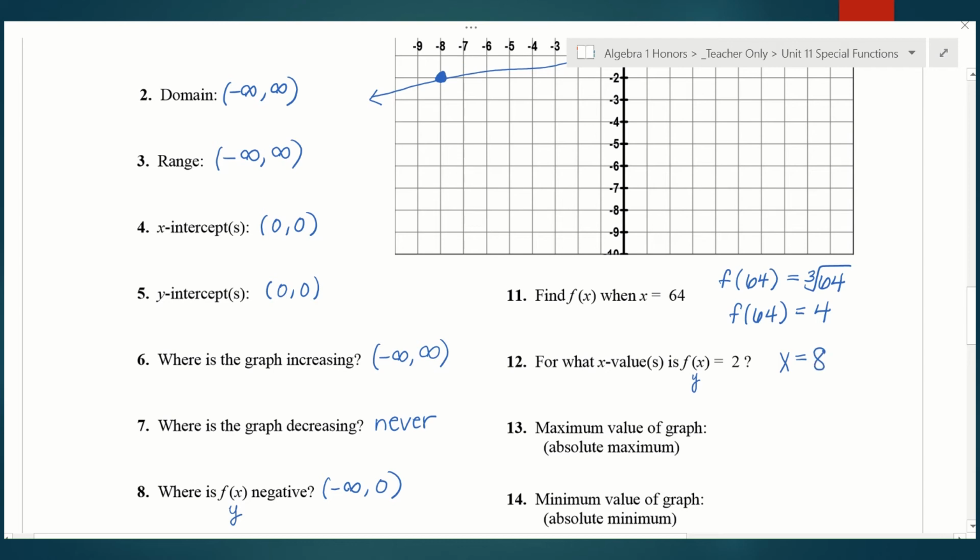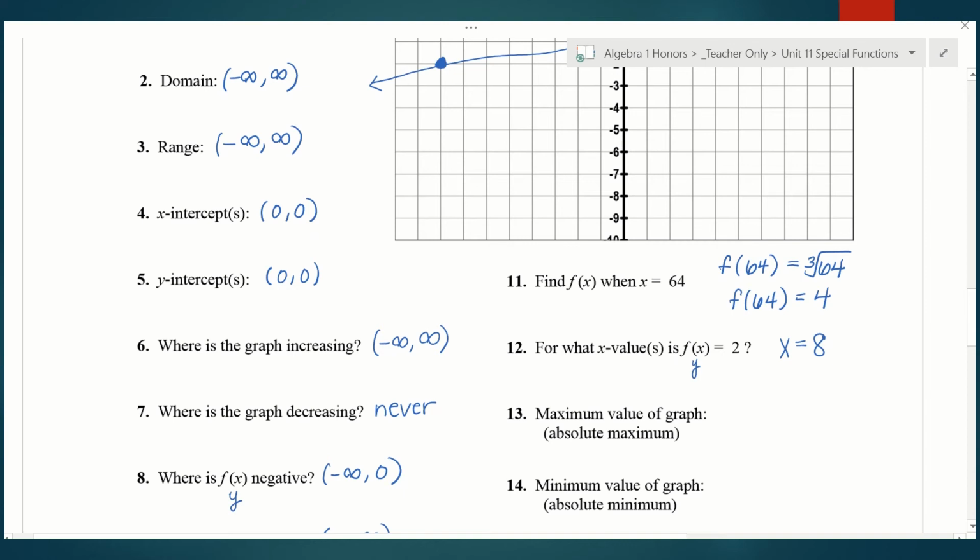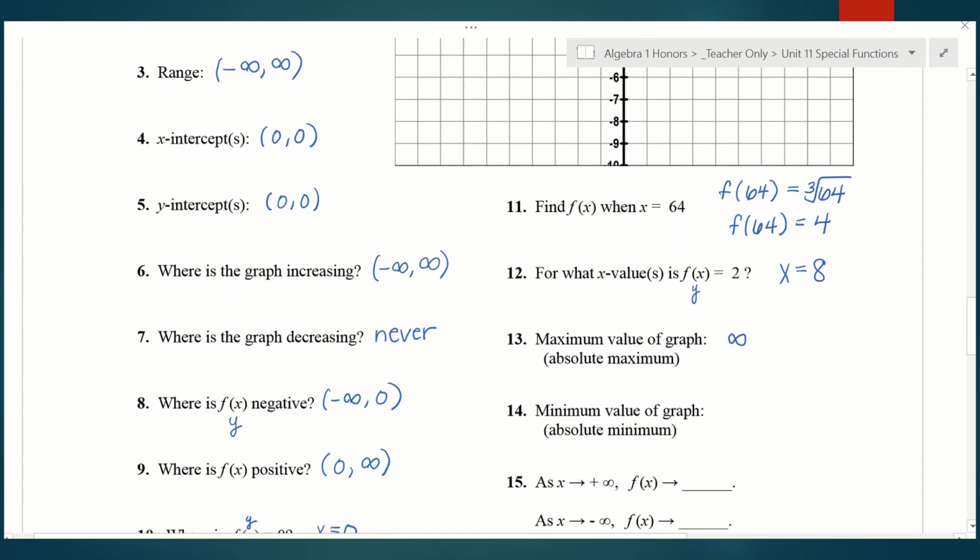And there we go. All right, the maximum value of the graph. So how high is this graph going to get eventually? Eventually it's going to get to infinity. And then the minimum value, how low is this graph going to get eventually? Eventually going to get to negative infinity.